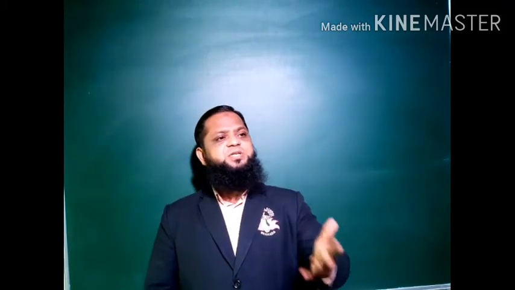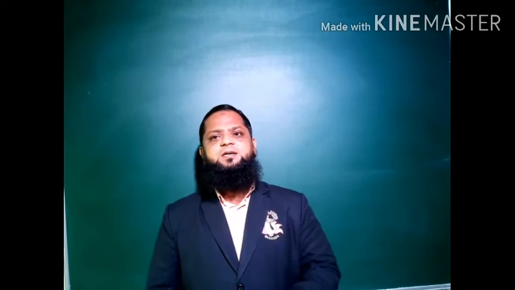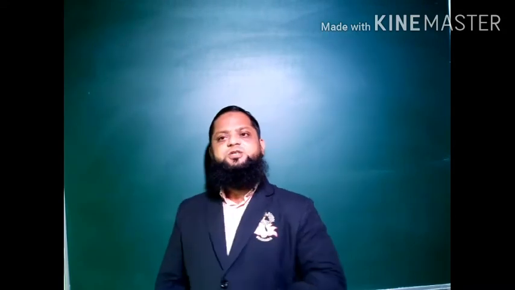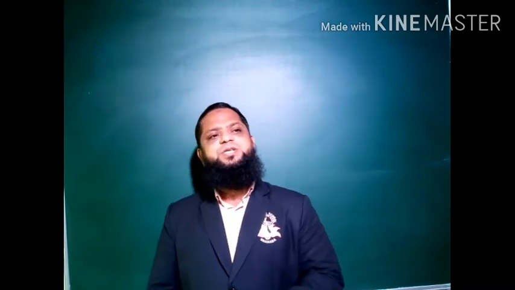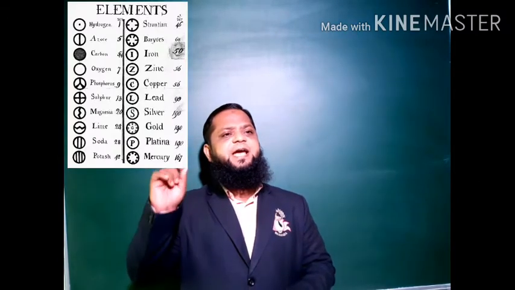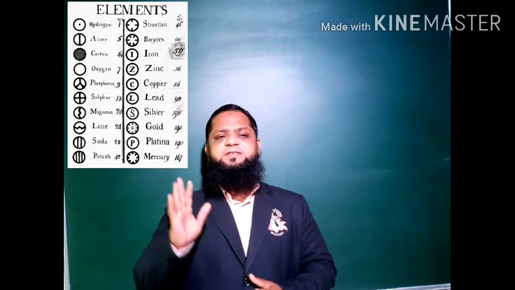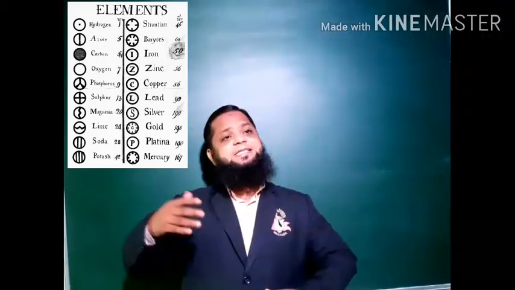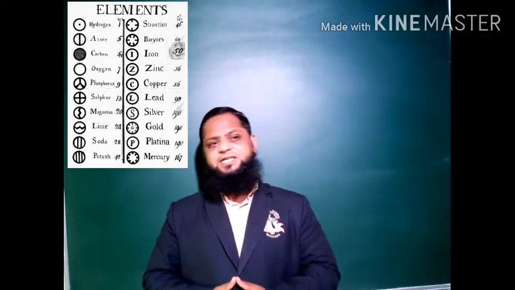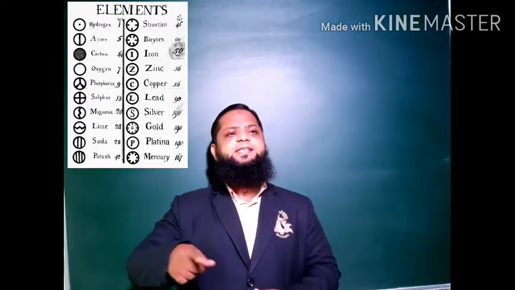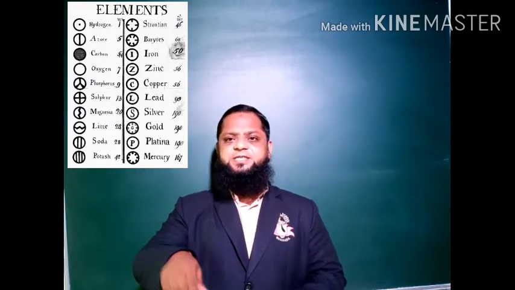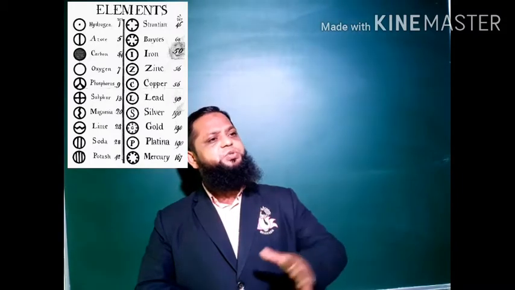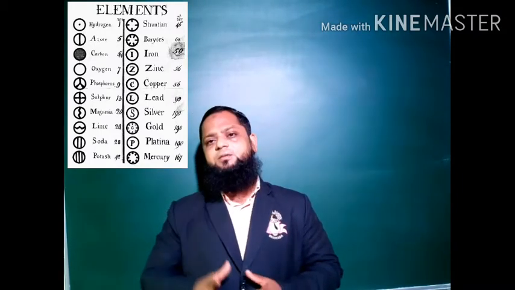So Dalton used certain signs to represent the elements. For example, Dalton used the circle with a dot inside. This symbol Dalton used to represent hydrogen. The second symbol Dalton used is a circle with capital letter C inside. This symbol is used to represent copper.